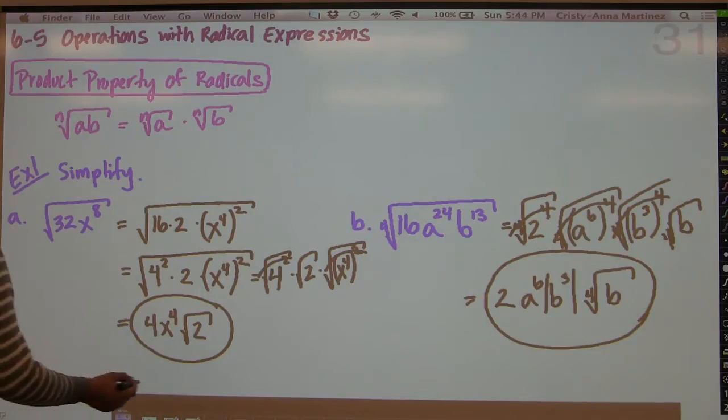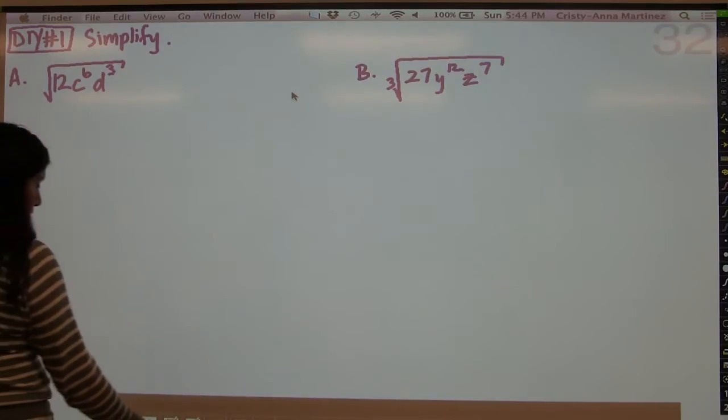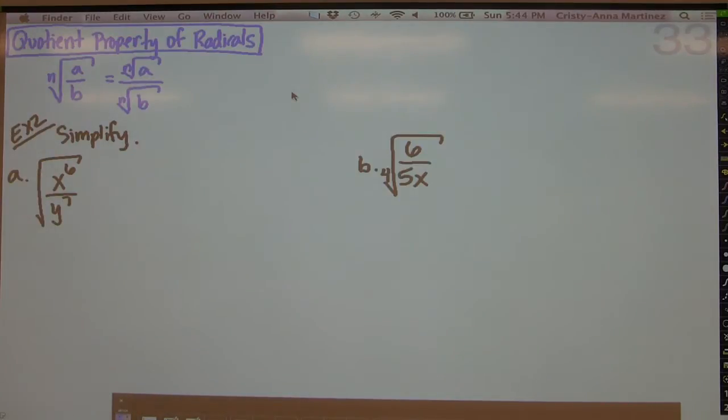Alrighty then. Now, if you will try do it yourself numero uno, we will go on to the quotient property of radicals.